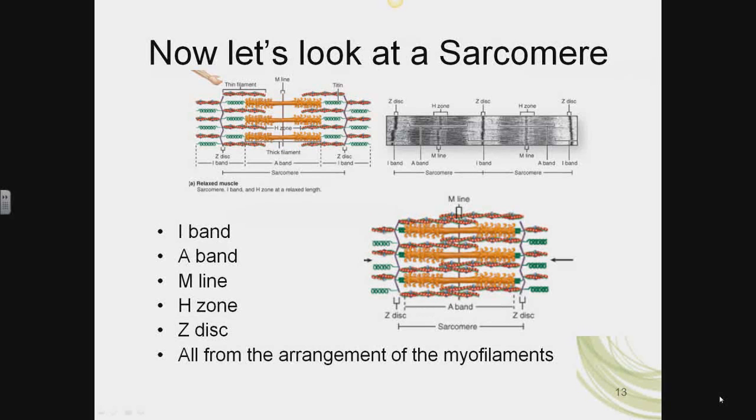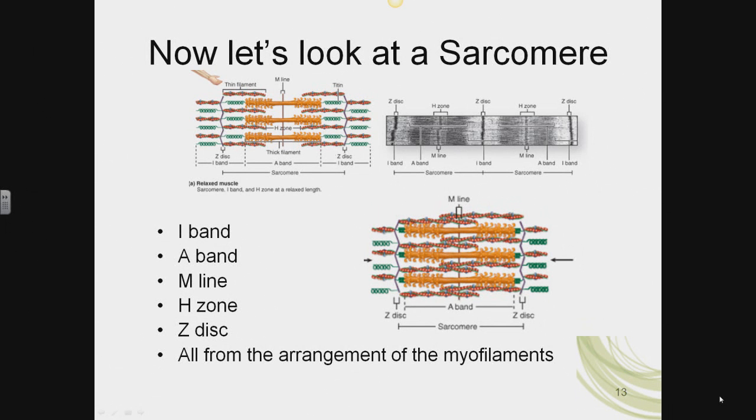Now let's talk about I bands and A bands, and M line, H zone, and Z disc. Now the I and the A basically stand for isotropic versus anisotropic. Anisotropic means that the band appears dark, and isotropic means that it lets light through, so your eye catches more light. So let's talk about the definitions of these I bands and A bands.